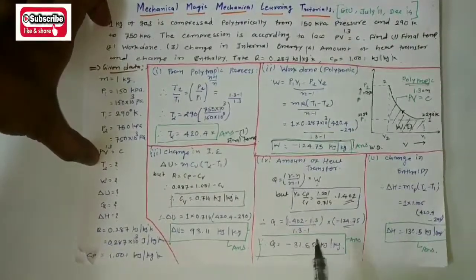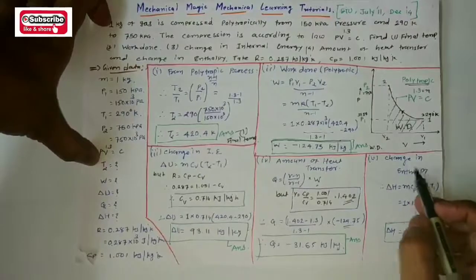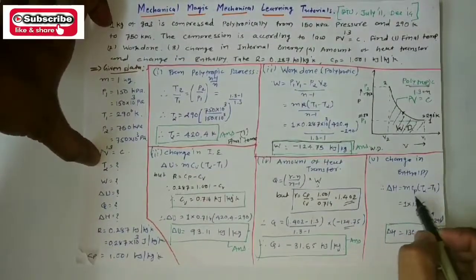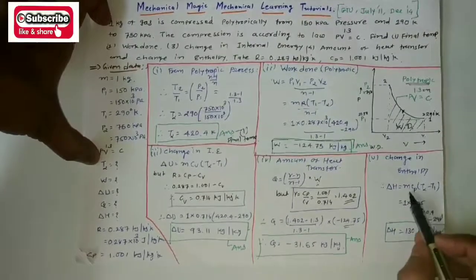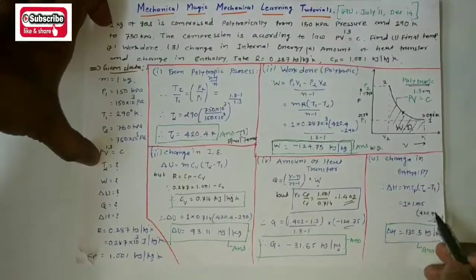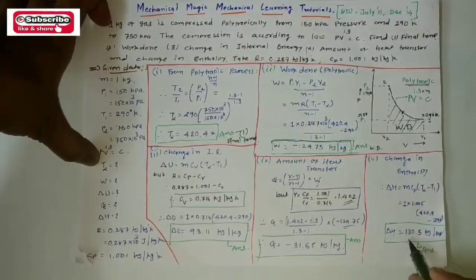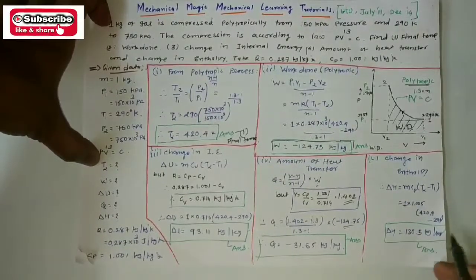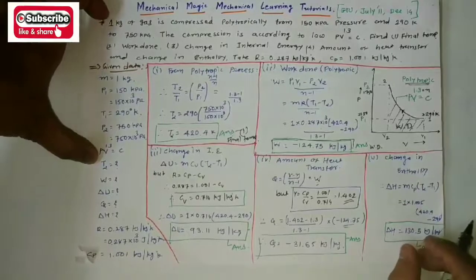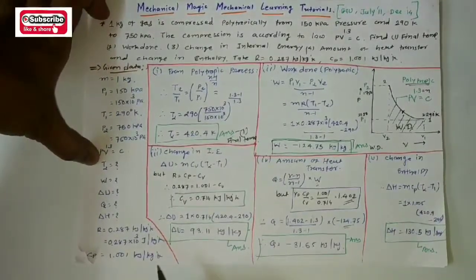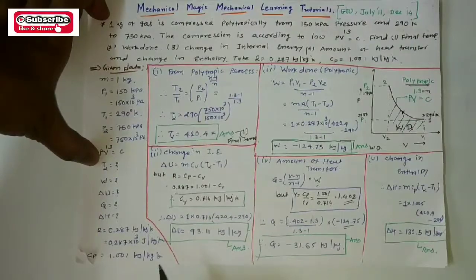And the last one, change in enthalpy. Change in enthalpy delta H equal to m Cp delta T. So with m, Cp and the temperature difference, you will get the change in enthalpy, which is 130.5 kilojoule per kg. That is the simplest form of the calculation of a polytropic process.